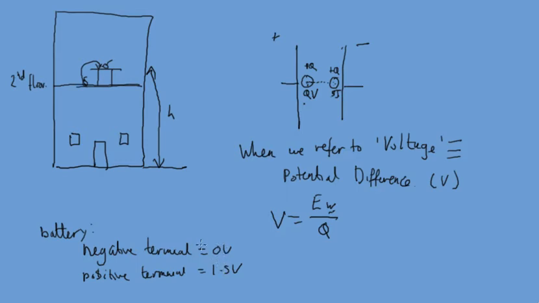In many cases, we're interested in calculating the work done in a field. So in other words, the work done in the field would be the charge times the potential difference, or voltage. And more commonly, you'll see it written as work done, W, is equal to Q V.